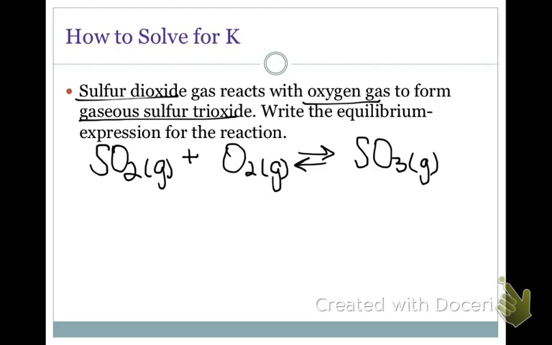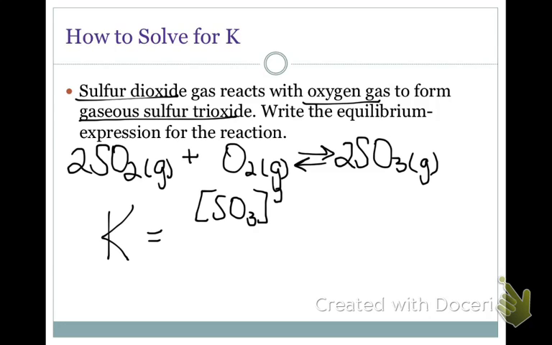You'll realize that we actually have 3 oxygens on the right hand side and 4 oxygens on the left hand side. So we'll double that, which ends up having to double this. So we want to figure out what the expression is. We have K is equal to the product, which is SO3. It's going to be raised to the second power because that's what the coefficient is for that.